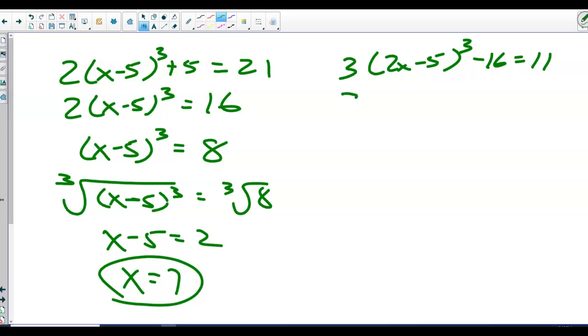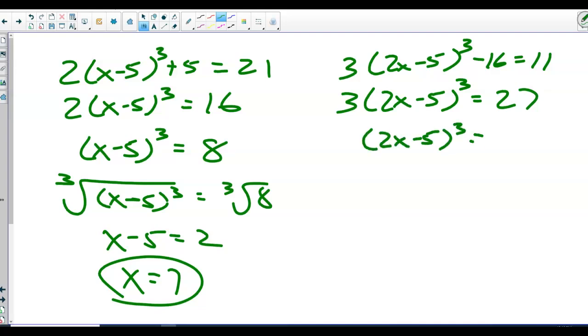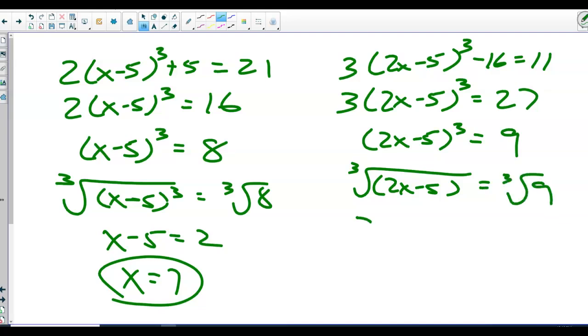Second one, we're adding 16 to both sides. We've got to get that 2x minus 5 cubed alone. We divide by 3 on both sides. We get 2x minus 5 cubed equals 9. And now I got to take the cube root of both sides. Now the cube root of 9 I can't simplify. So 2x minus 5 equals the cube root of 9.